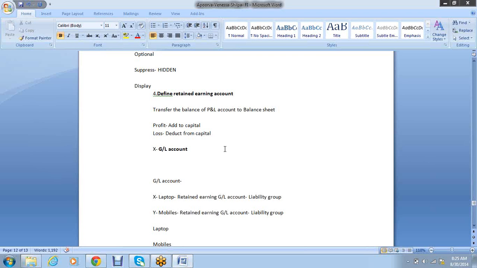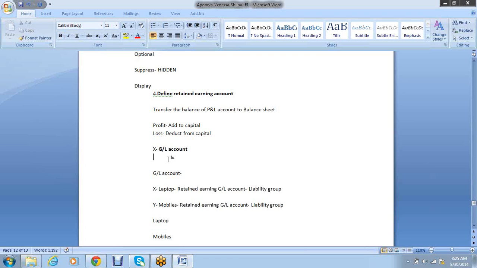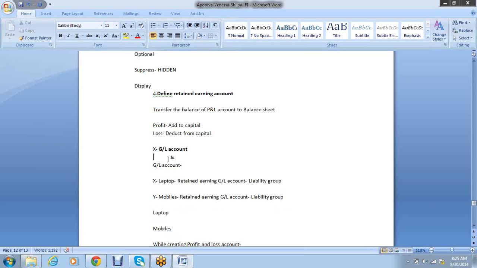Any question, Vanessa? Yeah, Kash. So we'll have two retained earnings accounts depending on the customer. For example, if we have X and Y, the profit and loss account will be one, but depending... Yes, we can have two different profit and loss accounts for reporting purposes, or we can generate it combined also. We can have individual also.